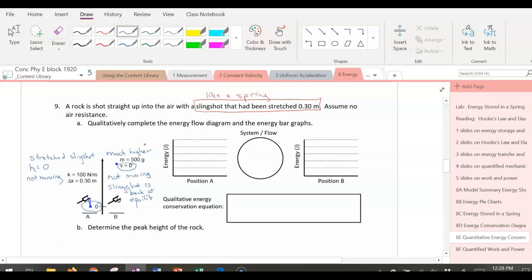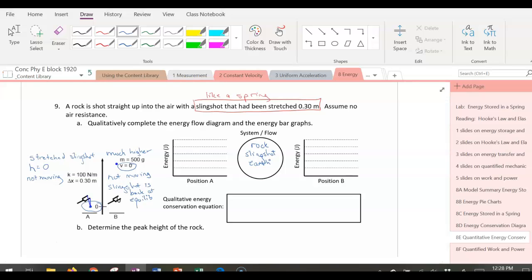First, let's fill in the circle in the middle. What is our system here? We're going to just put everything we see. So I see the rock, the slingshot, and the earth. Sometimes a problem tells you what to include in the system, but if it doesn't, a safe way is just to include everything that you see.